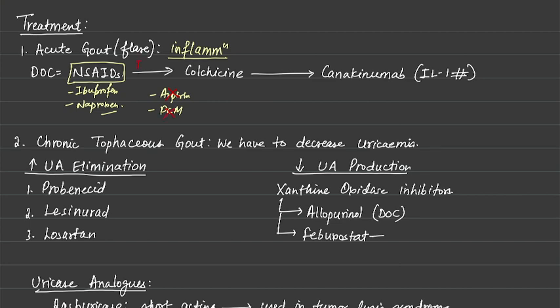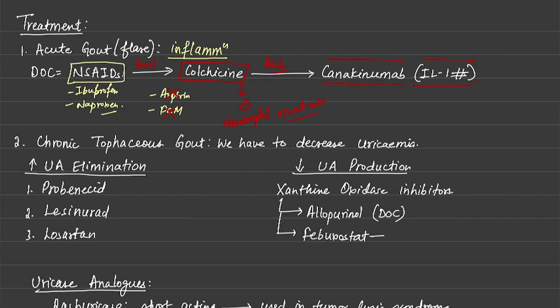If NSAIDs fail, then we give colchicine. Remember in the first slide we discussed colchicine? Colchicine inhibits neutrophil recruitment, right? If colchicine fails to respond, then we give the interleukin-1 inhibitor, canakinumab. It is a very important drug. In case of failure of the first two therapies, we give canakinumab.